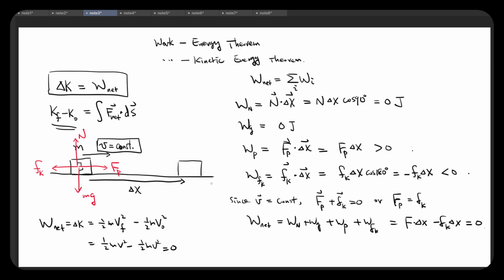Okay, so I hope that gives you this concept of the work definition, and also how you can calculate the total work done on a system, which we call net work.